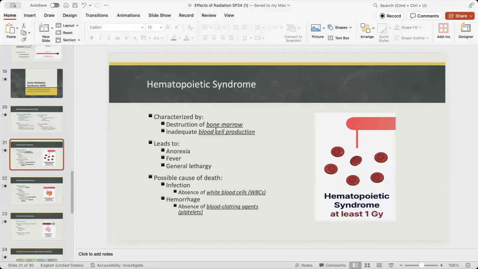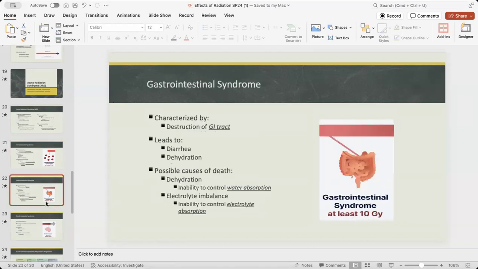With the hematopoietic syndrome, if it is affected, basically your bone marrow is destroyed, and then you have inadequate blood cell production. This could lead to anorexia, fever, or general lethargy. Possible causes of death would be infection, from the absence of white blood cells, or hemorrhage, from the absence of blood clotting agents. Hematopoietic syndrome can occur at least at a 1 gray exposure at one time.